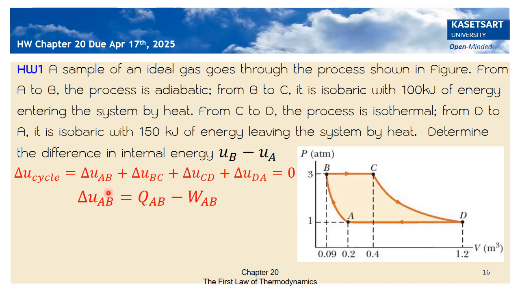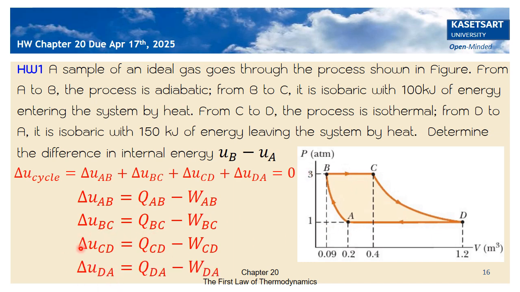If we consider the first law of thermodynamics, the internal energy change for the process A to B is equal to the heat for the process A to B minus the work done by the system in the process A to B. We have the same for the processes B to C, C to D, and D to A. This is stated by the first law of thermodynamics.